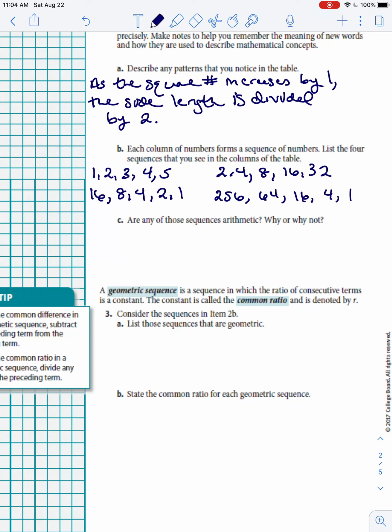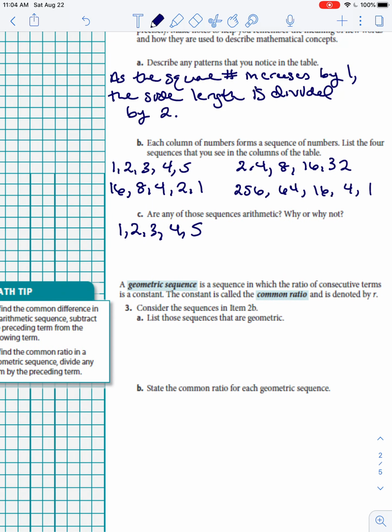Are any of those sequences arithmetic? Why or why not? Okay, so thinking back to proving arithmetic, remember they have to have a common difference. So if I subtract any 2 terms, I should get that same number. So the first sequence, 2 minus 1 is 1, and 3 minus 2 is 1, and 4 minus 3 is 1. So that one I know is arithmetic. That's 1, 2, 3, 4, 5 is definitely arithmetic. And if you look at the other ones, we don't have that common difference when we subtract our terms. So those are going to be representing our new type of sequences, which are going to be our geometric sequences.